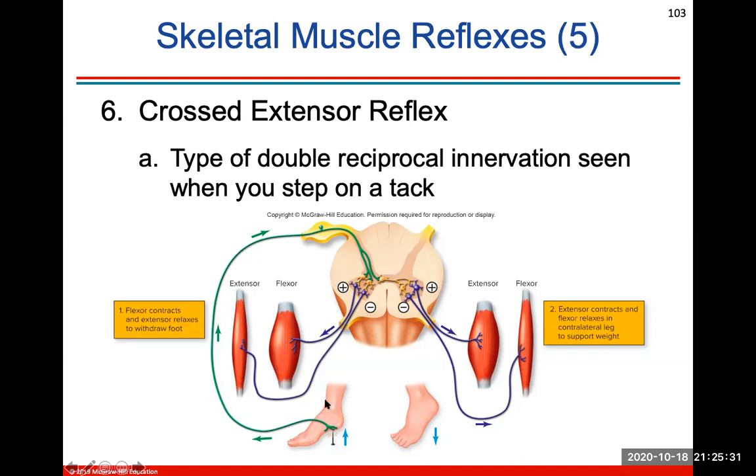So simultaneously, if your right foot steps on a nail or some sort of painful stimulus, that stimulus causes your left leg to counteract the balance so that you won't fall over. So that's called the crossed extensor reflex. It actually tells the opposite leg to account for any balance makeup if you have to lift your leg off that painful stimulus.